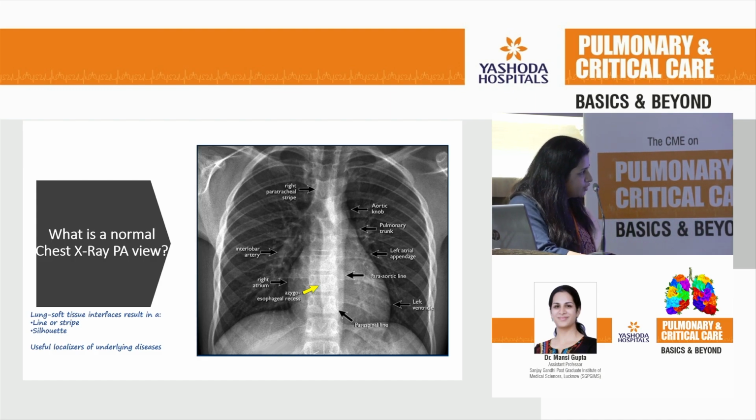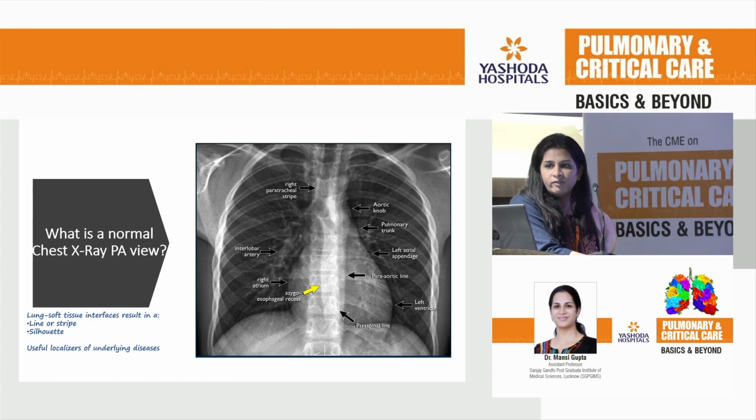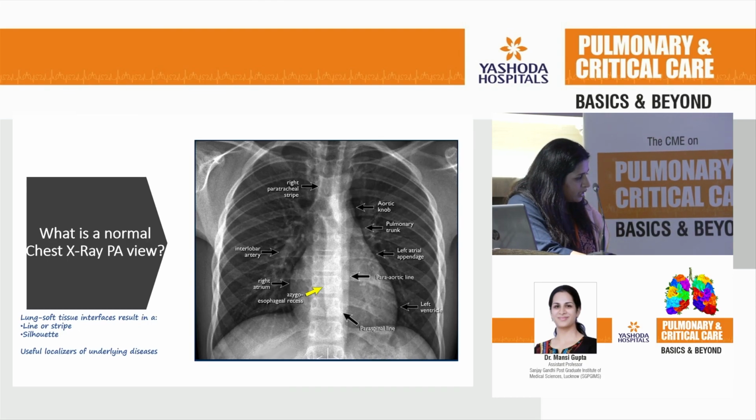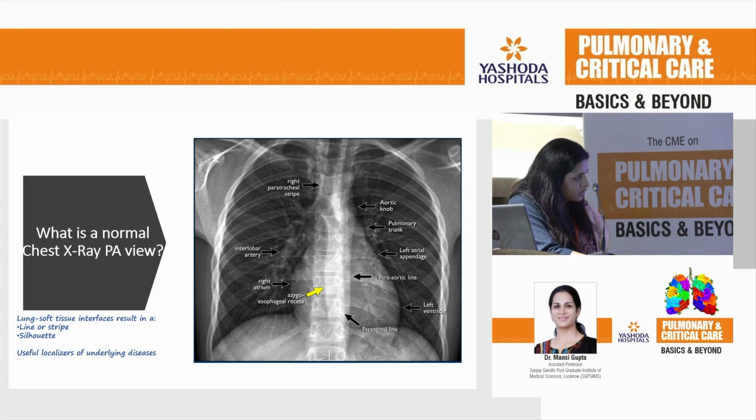You have a lot of lines and interfaces which you should focus on. You should look at the right paratracheal stripe. These are the interlobular arteries. This is the right atrium. This area is the esophageal recess, which is a hidden area. We don't really focus on that when we are interpreting an X-ray. Then there is an aortic knob on the left side, the pulmonary trunk. Then there is a left atrial appendage. This is the para-aortic line. This border is formed by the left ventricle, and there is a paraspinal line.